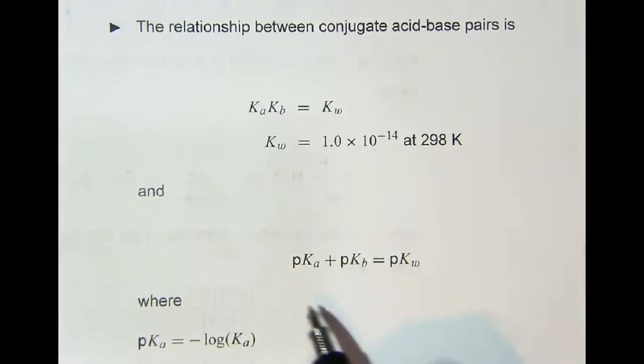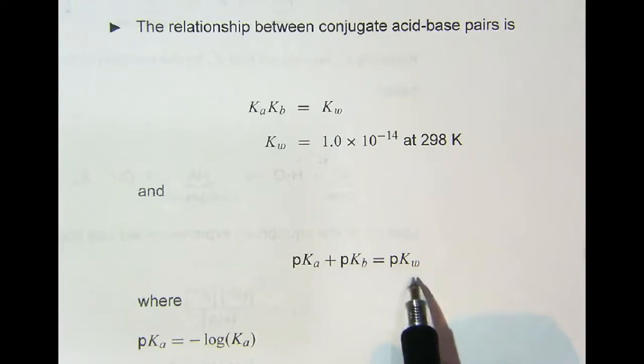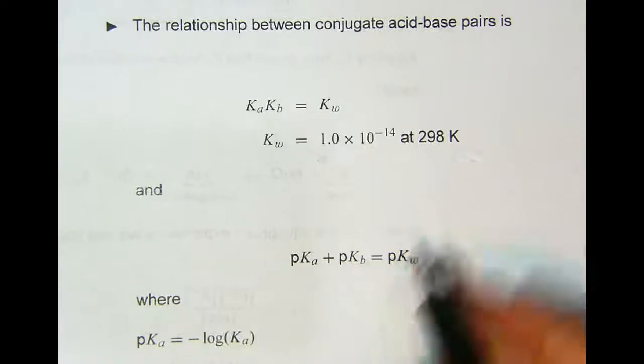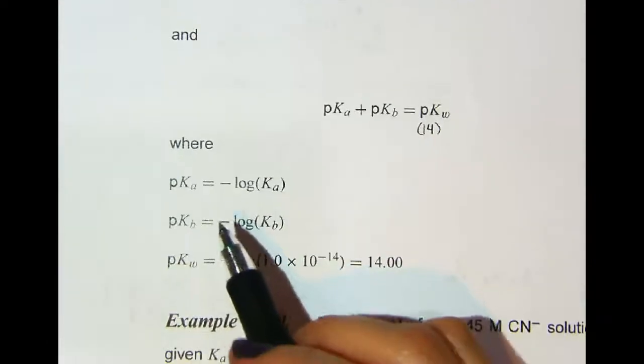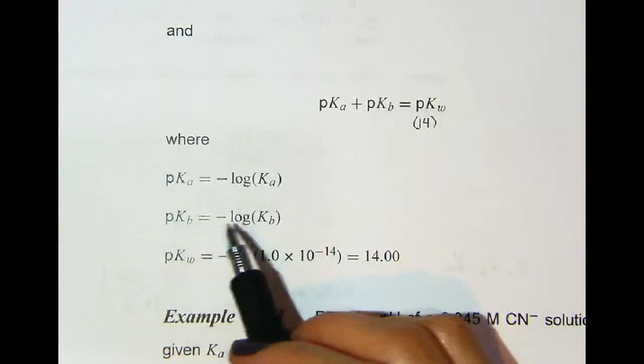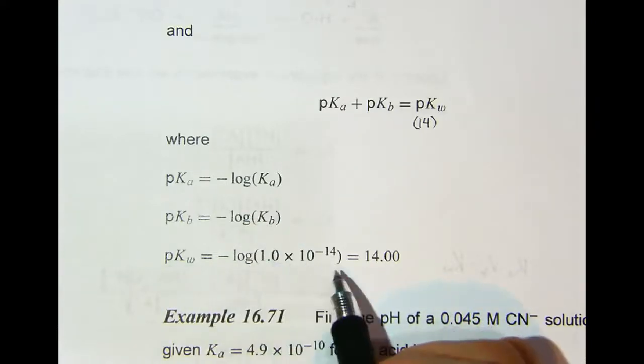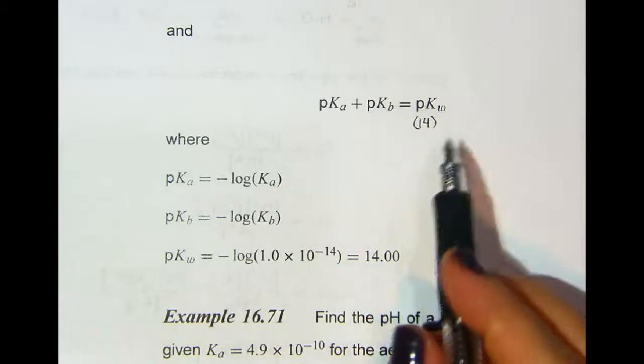We also can have this relationship, the pKa plus the pKb equals the pKw, which is equal to 14. Where the pKa equals the negative log of the Ka, the pKb is the negative log of the Kb, and the pKw is the negative log of 1 times 10 to the negative 14, which again equals 14.